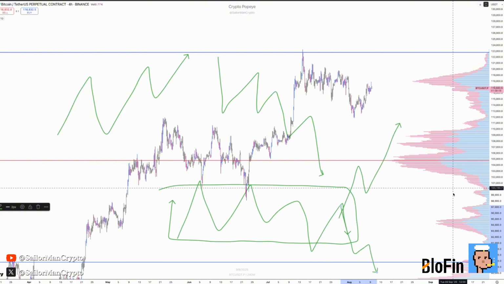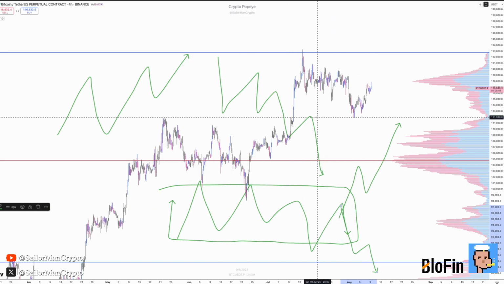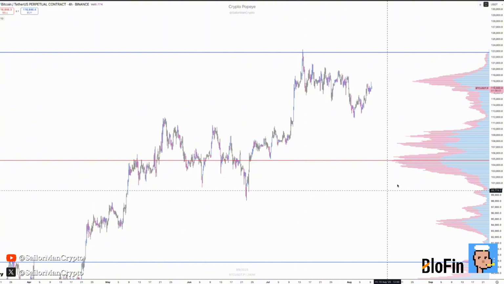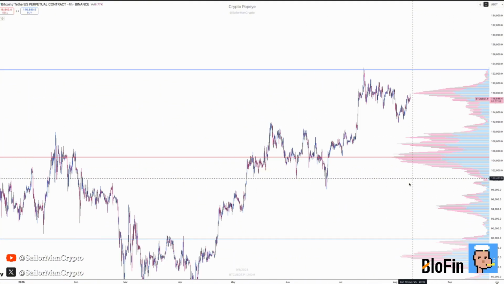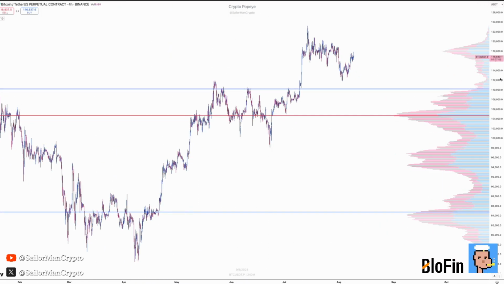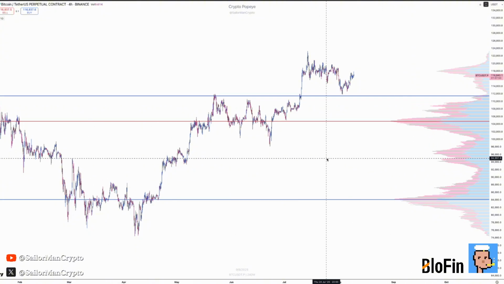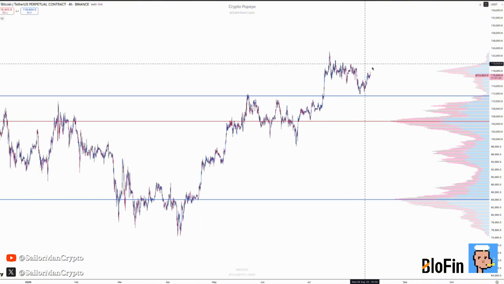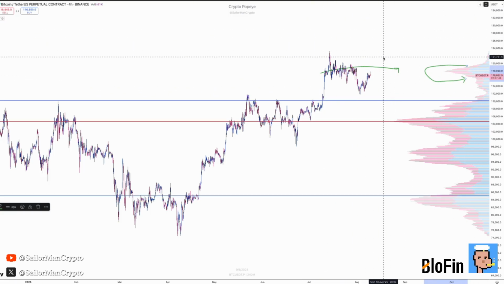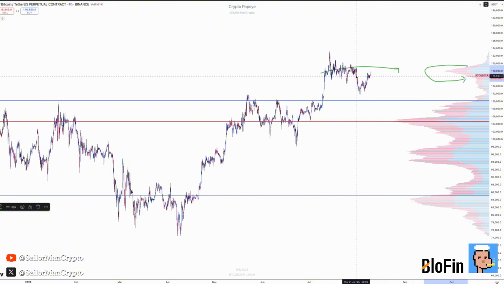With this volume node, you can try to understand when the volume node is breaking and moving. Once this consolidation breaks, what you can use the volume node for, now in this case for Bitcoin it is difficult, but I will show you later in another chart, is to look for the next volume node. So in the case of Bitcoin being unable to break above this volume node, now I'm making an example just for educational purposes, not for trading purposes.